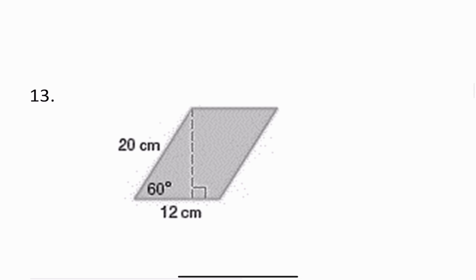Number 13, we still have the parallelogram. The formula for that is A equals base times the height. The base and the height are perpendicular to each other. And what do we have here? So that's 12 centimeters. This is 12 centimeters. That's 20 centimeters. This is 20 centimeters, right?